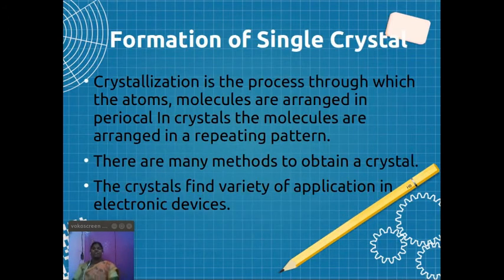First, let us see the formation of crystals, single crystals. Crystals are nothing but solids, but different from normal solids. In crystals, the atoms, molecules or ions are arranged in a periodical or repeated manner. In all three dimensions, the atoms are arranged in an equidistant manner.